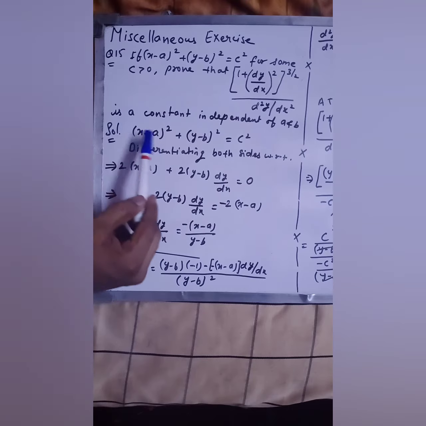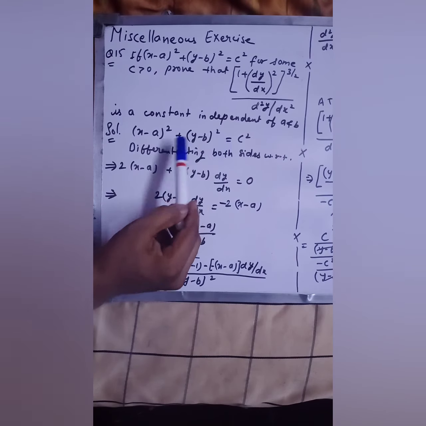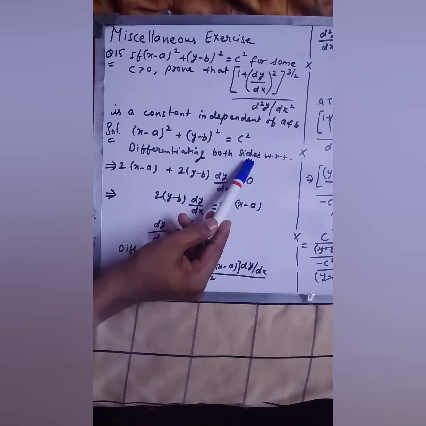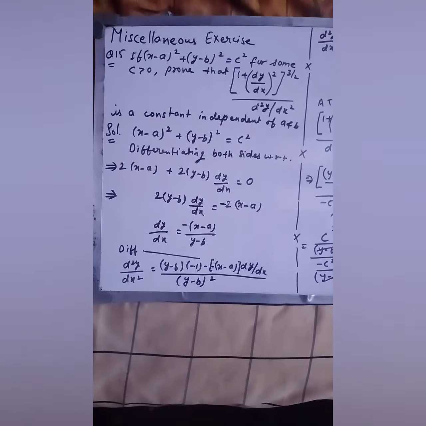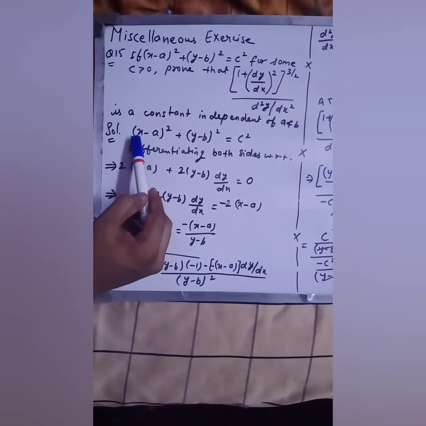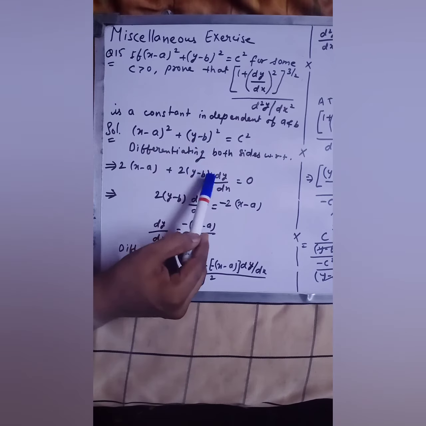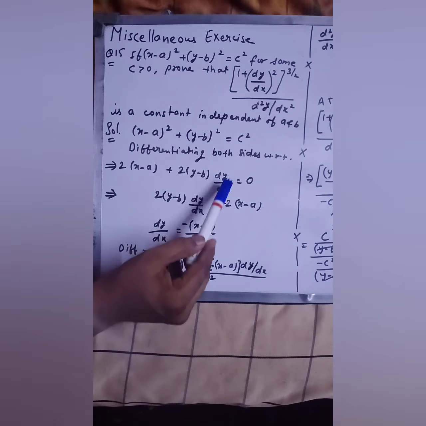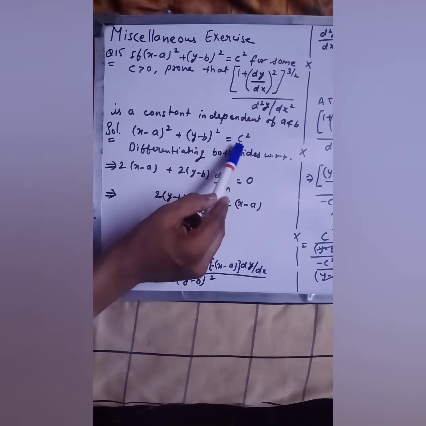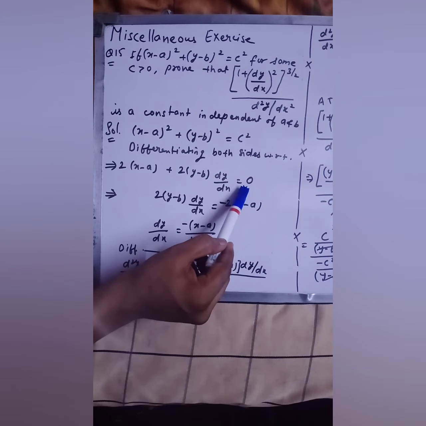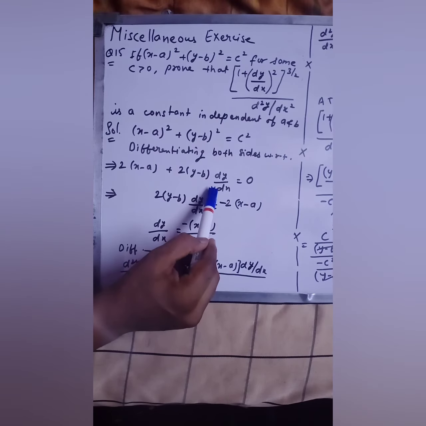Now I'm writing this equation here. This equation is given to us. Then we are differentiating both sides with respect to x. So this will give you 2x minus a plus 2y minus b into the derivative of y minus b, which will be dy by dx, and that equals 0, since this is a constant. From this equation we have to find out the value of dy by dx.